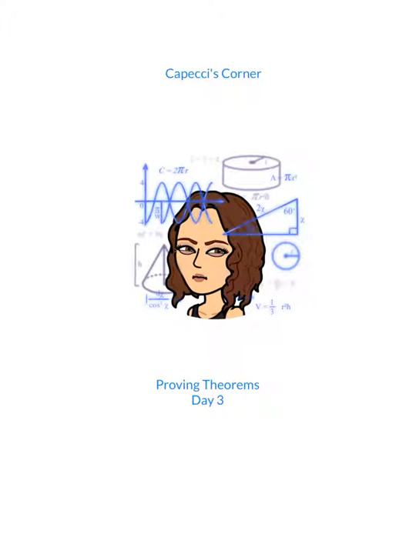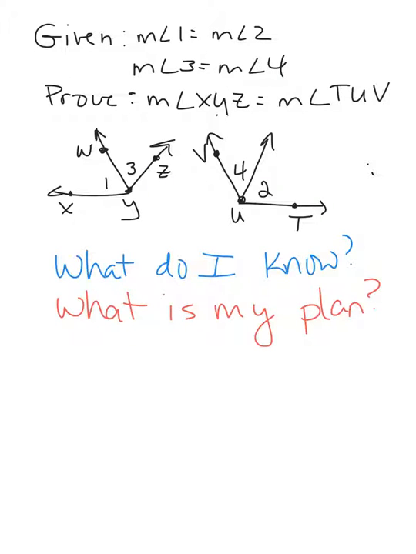Today is the last day we're going to be working on the section in the book entitled Proving Theorems, but today we're going to be working on proofs from start to finish on our own. Looking at my first proof today, my given information is the measure of angle 1 is equal to the measure of angle 2, and the measure of angle 3 is equal to the measure of angle 4. I'm trying to prove that the measure of angle XYZ is equal to the measure of angle TUV.